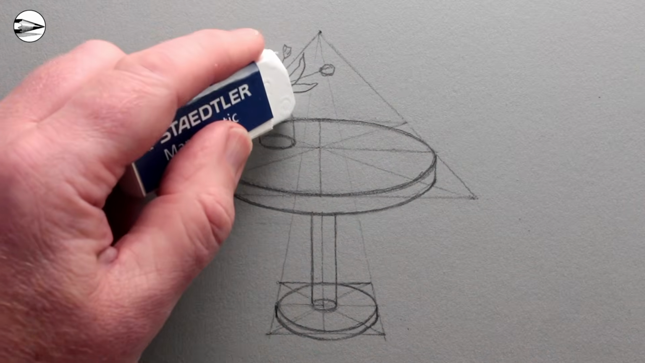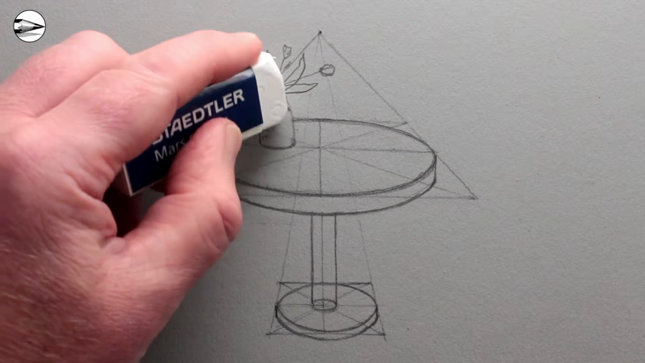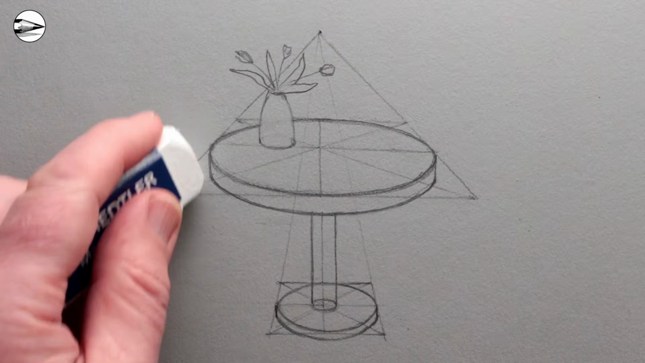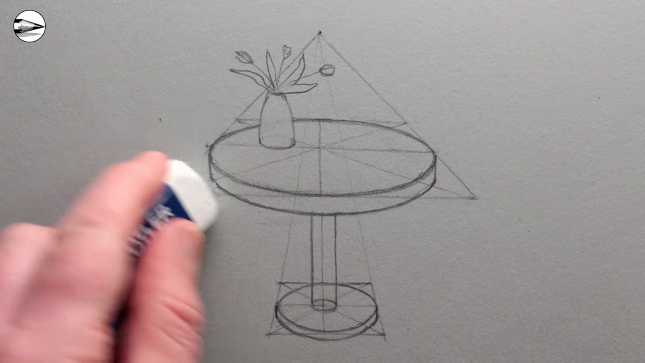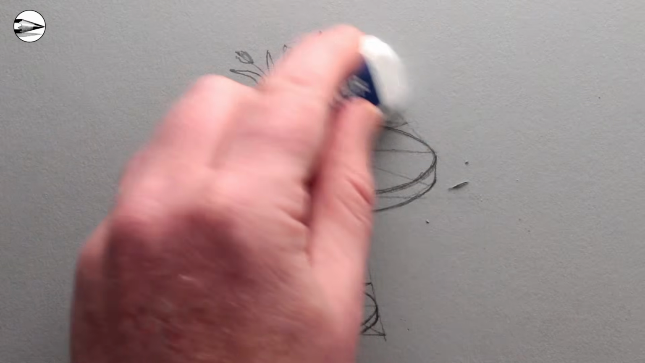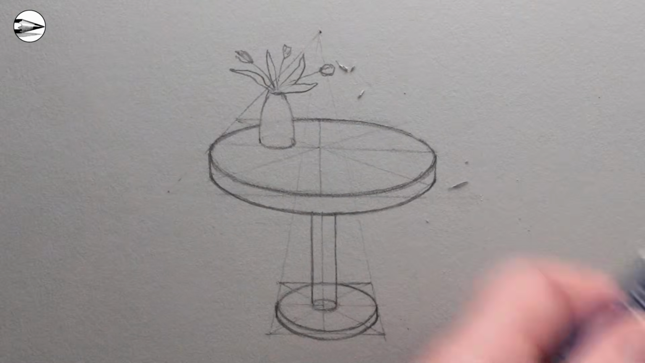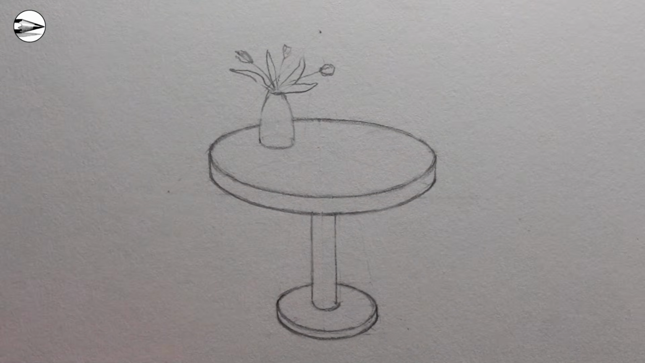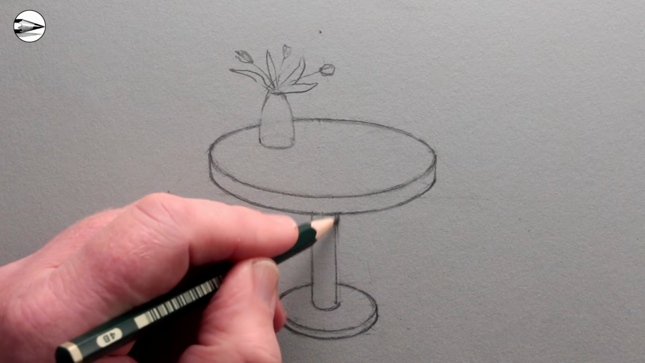Once we've drawn the vase of flowers, then it might be time to use an eraser and erase some of the guidelines that we no longer need. So guidelines are just lines which are useful for mapping out where the main lines of a drawing go. So now we can see what we have.